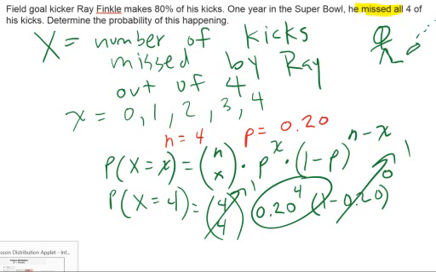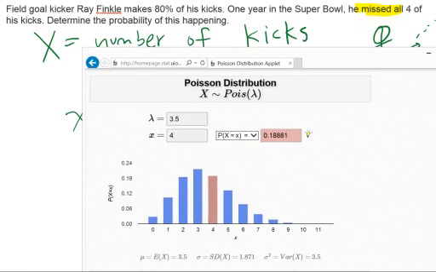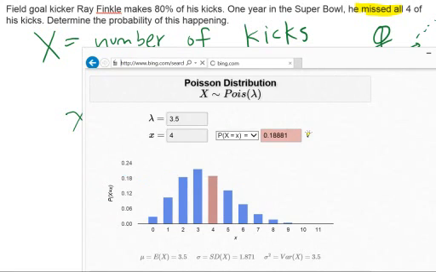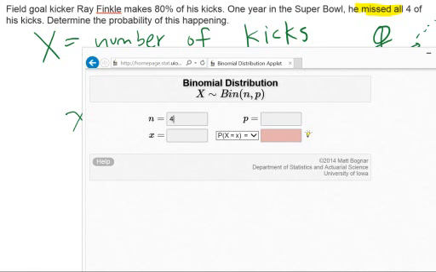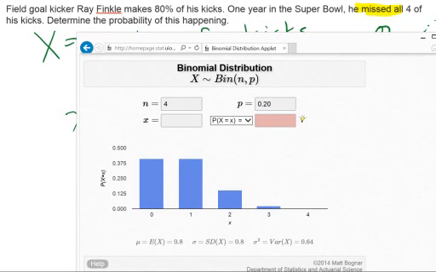I cannot claim to know what that is, so what I'll do is go to the internet and type in binomial applet, put 4 in there, put 0.2 in there. Oh man, once you have this picture, it doesn't even matter. There's not a lot of probability out there, right? I mean, what happened to Ray Finkle? It's like a 1 in 1,000.